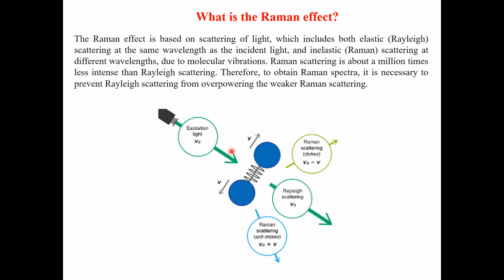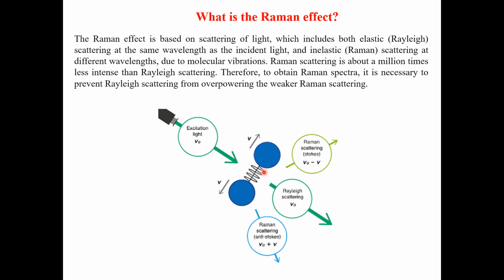You can also see schematically the process of the Raman effect. But how do we define the Raman effect? The Raman effect is based on the scattering of light, normally from a laser source, and that scattering includes both elastic scattering and inelastic scattering. The elastic scattering we call Rayleigh scattering, and it is at the same wavelength as the incident light. The inelastic scattering we call Raman scattering, and it has a different wavelength due to molecular vibrations.